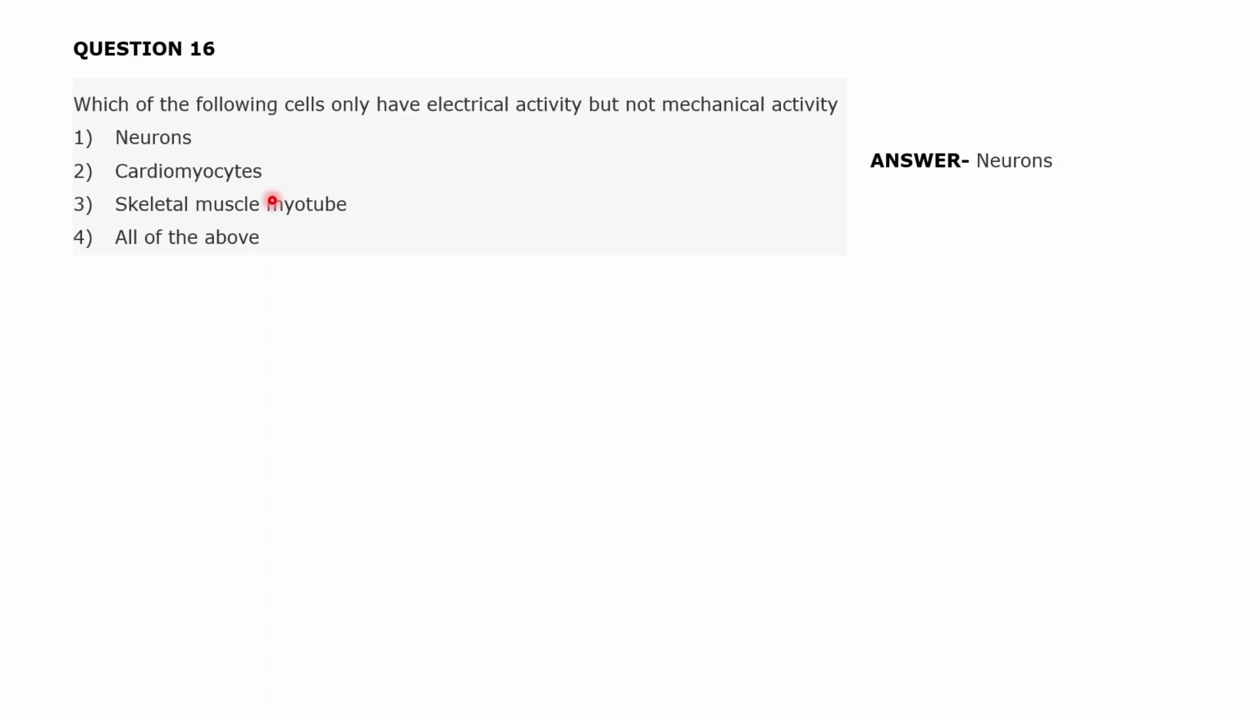In the case of skeletal muscles, a similar activity is there. The electrical activity is there, and then it has to carry out the mechanical activities. The sliding filament theory is something that happens there also. So the answer to the question, which of these only has an electrical activity but not mechanical activity, is neurons. I think I will just move on to the next question then.